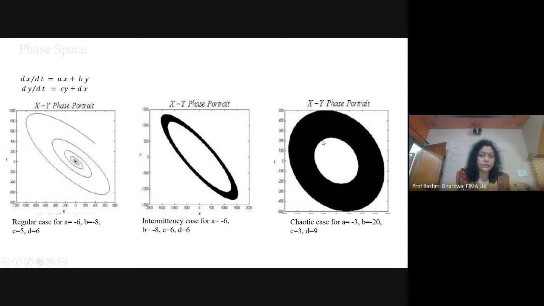In this case, it is very difficult because this portion is wider and you are not able to find out which point is the one. So it is towards a chaotic or an unstable case that we are getting.